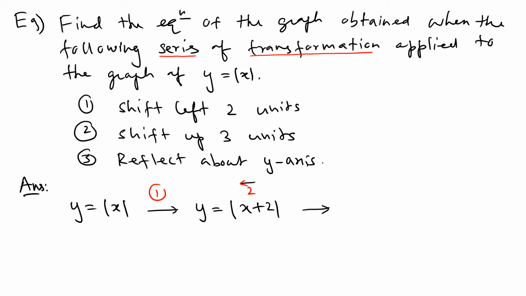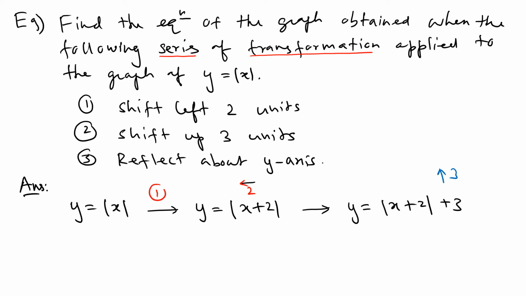The second step. In the second step, what we can do is shift up by 3 units. That's the second one. So it is absolute value of x plus 2. So up means you can add 3. Okay, that's a shift up by 3 units.